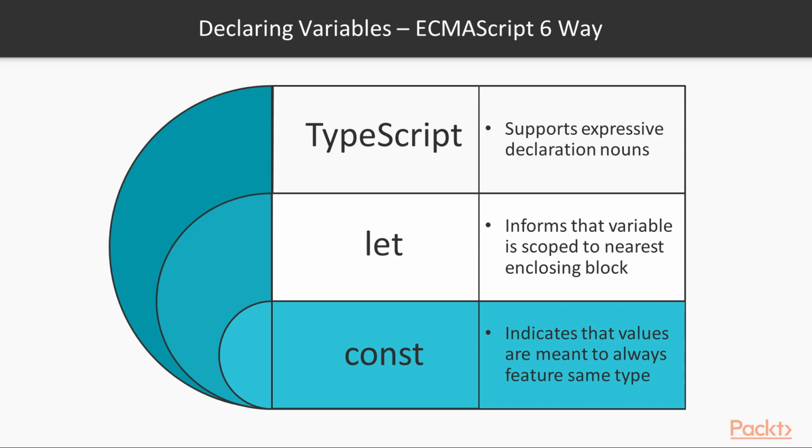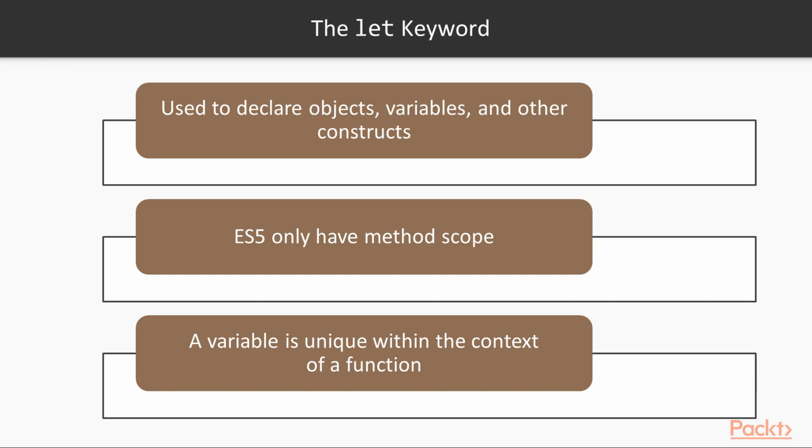For the rest of this section, we'll enforce the traditional var notation for declaring variables, but do remember to use let and const where appropriate. In a lot of cases in the code, I've been using var to declare objects, variables, and other constructs. It's really discouraged when starting with ES6 or TypeScript. There's a reason for that, and it's because ES5 only has function scope. For most developers coming from another language and starting to use JavaScript, this comes as a bit of a shock.